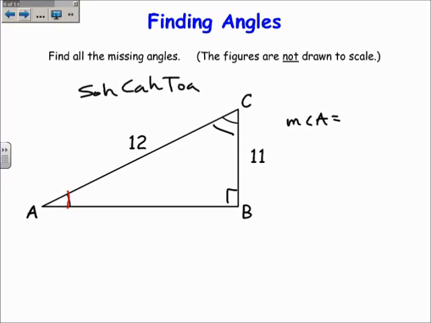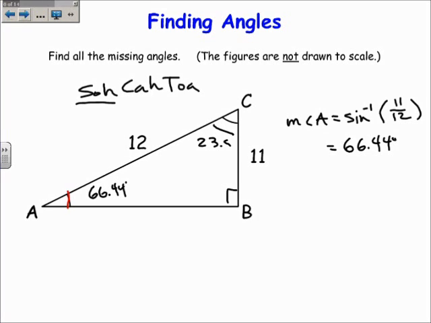And the ratio that relates hypotenuses and opposites is the sine ratio. So the measure of angle A is the inverse sine of 11 over 12. The inverse sine of 11 over 12, and I get 66.44 degrees. So angle A must be 66.44 degrees. And I add that to 90 and subtract that sum from 180, I get 23.56 degrees.